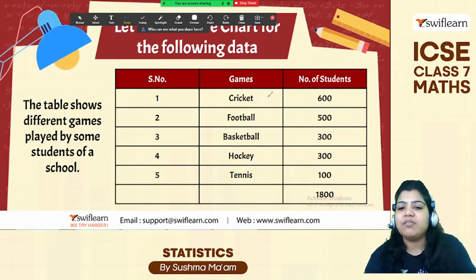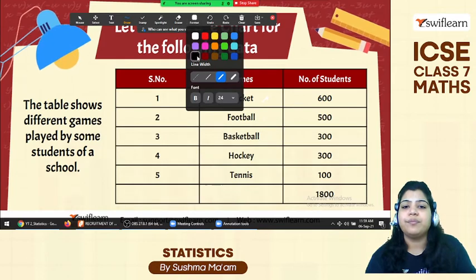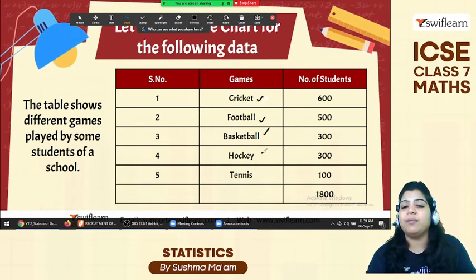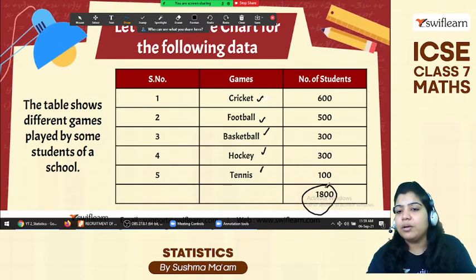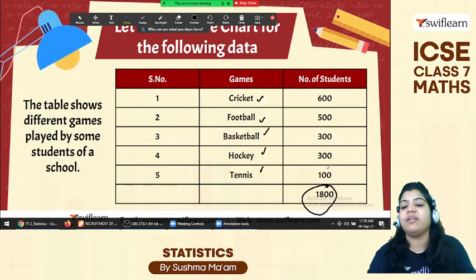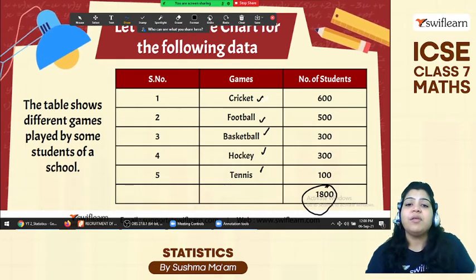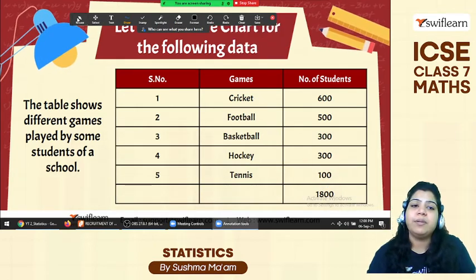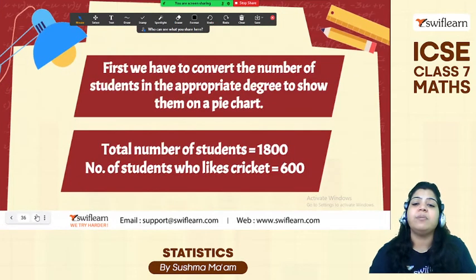So the game names are cricket, football, basketball, hockey, tennis, and the total number. So the number of students who played cricket 600, football 500, basketball 300, hockey 300, tennis 600. Okay, so first we have to draw a table that's known as central table.